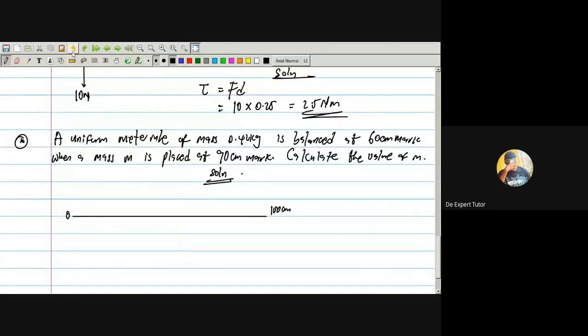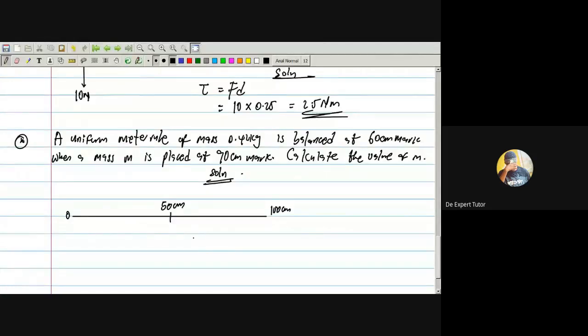Now, everybody pay maximum attention at this point. There is something we call center of gravity. Center of gravity is the point where the weight of an object will act. The center of gravity of this meter rule, where the weight should be, altogether, is the center, 50 centimeter.